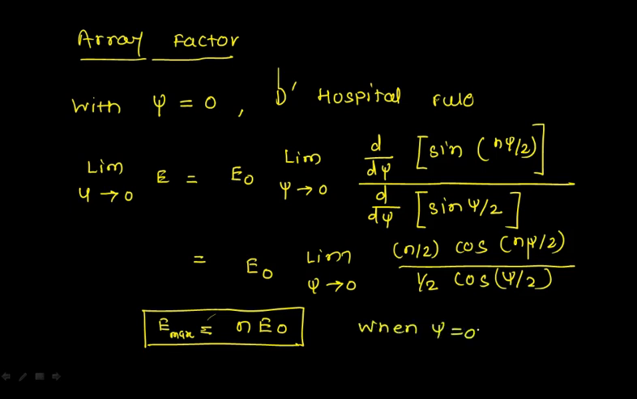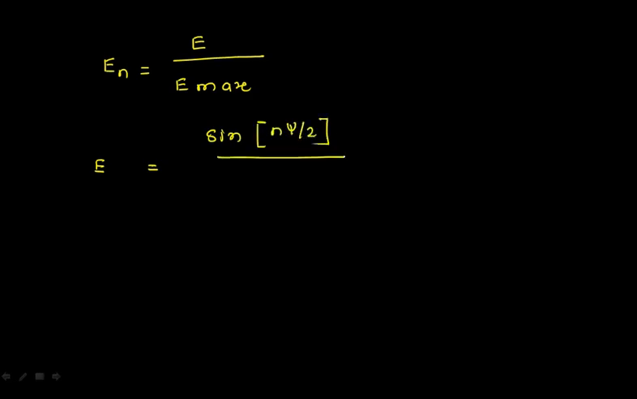Okay? Now, when you're normalizing your electric field, how are you going to give a normalized electric field? En is equal to E, that is the received electric field intensity, divided by E max. So we have the value of E, which is nothing but sine of n psi by 2 divided by sine of psi by 2, multiplied by E0, which we have already seen. And what about E max? E max is nothing but n E0.